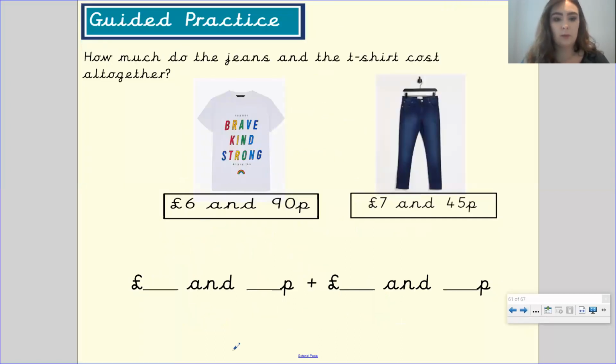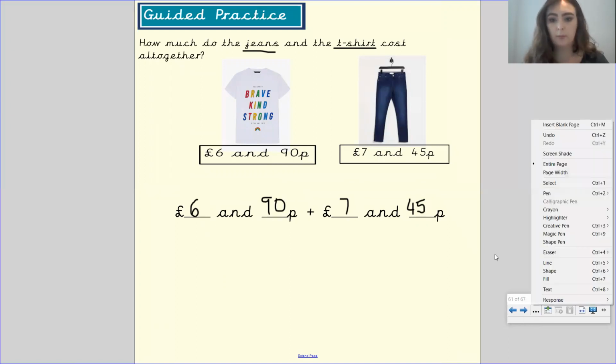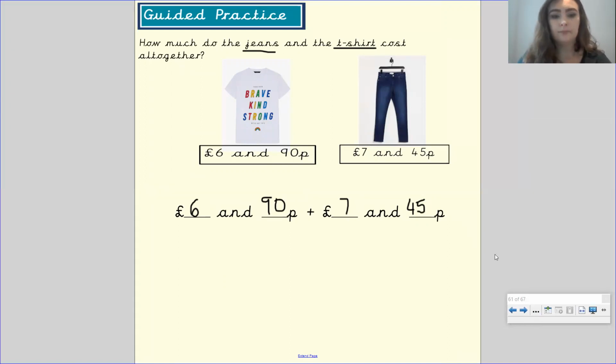Okay, so let's have a look at this one. How much do the jeans and the t-shirt cost together? So the t-shirt is worth £6.90 and the jeans is worth £7.45. So here we'd have £6.90 add £7.45. Now using what we've just done, what are we going to do first? Pause the video to have a think.